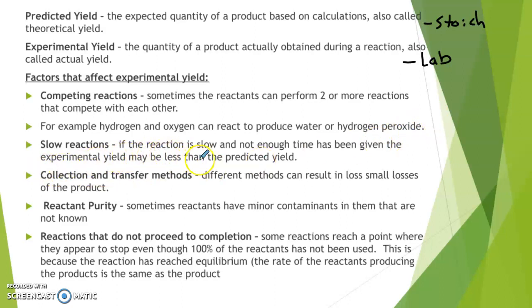Next one, slow reactants. If the reaction is slow and not enough time has been given to the experiment, the experiment will yield maybe less than predicted. So sometimes things take a long time. If you don't wait long enough, if you try and quickly do the lab and rush through things, you're not going to get as much yield as you should. Third one, collection and transfer method. So sometimes you spill a little, or you make some mistakes, or drop some of the precipitate that you're collecting.